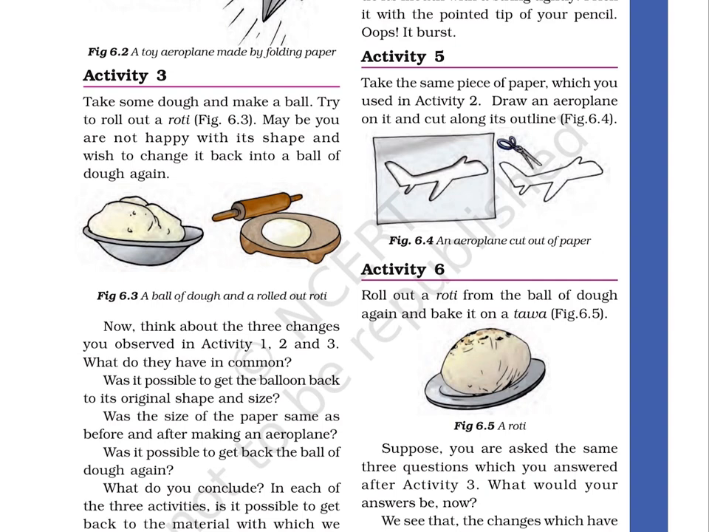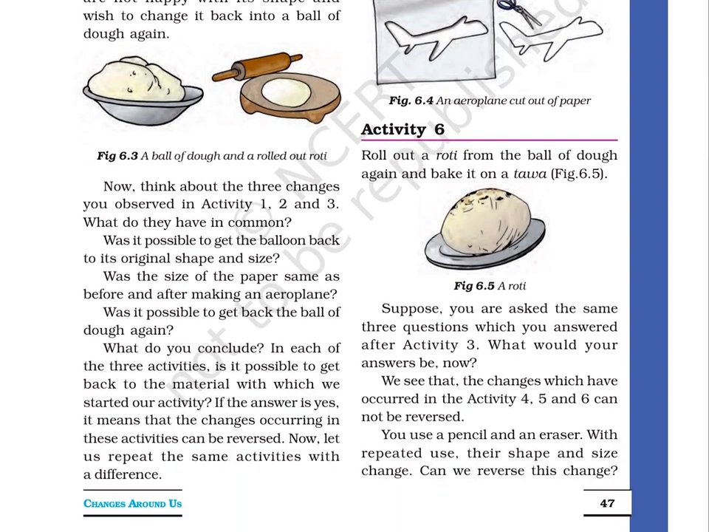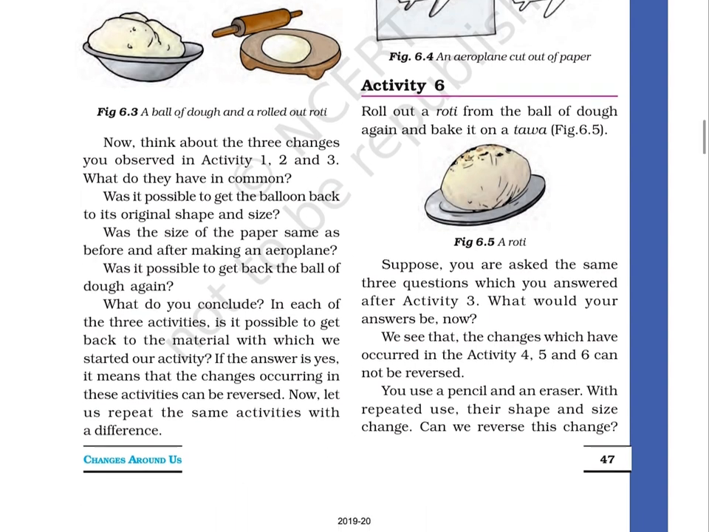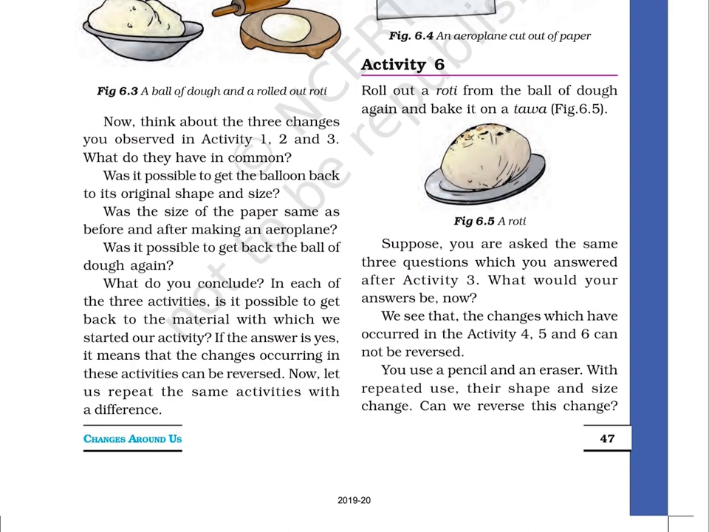Now think about the three changes you observed in activity 1, 2 and 3. What do they have in common? Was it possible to get the balloon back to its original shape and size? Was the size of the paper the same before and after making an aeroplane? Was it possible to get back the ball of dough again? What do you conclude? In each of the three activities, is it possible to get back to the material with which we started our activity? If the answer is yes, it means that the changes occurring in these activities can be reversed.